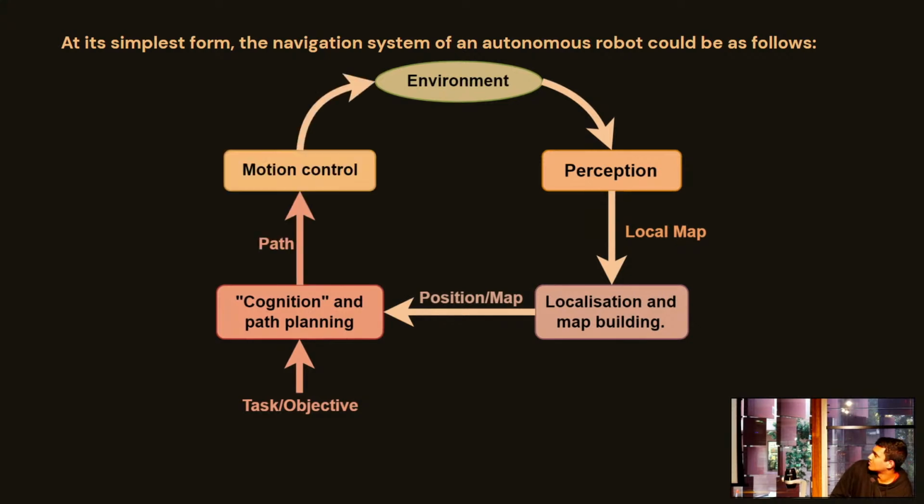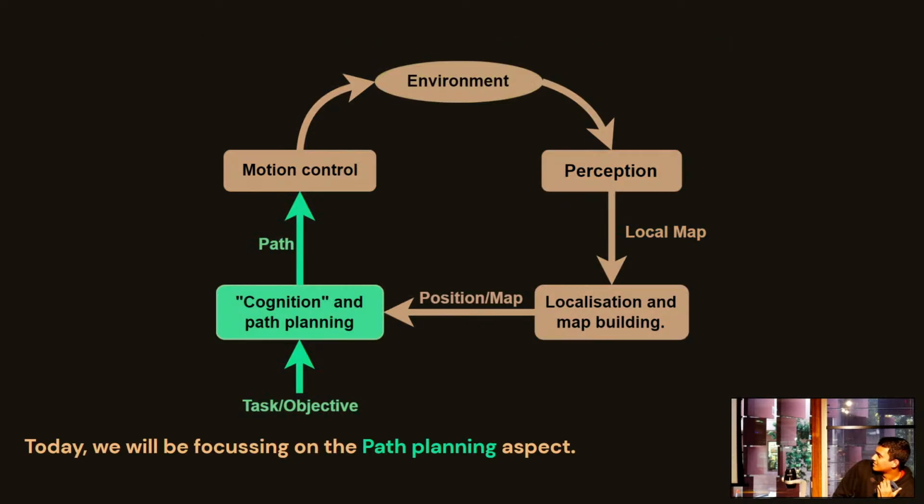After that, we do something called motion control. If I know how to get from here to the door, I haven't defined anything about how I'm going to get there. Am I going to go around the table? At what speed? How fast can I run? Stuff like that. Today, as I probably have mentioned multiple times, we will be focusing on the path planning aspect of this.